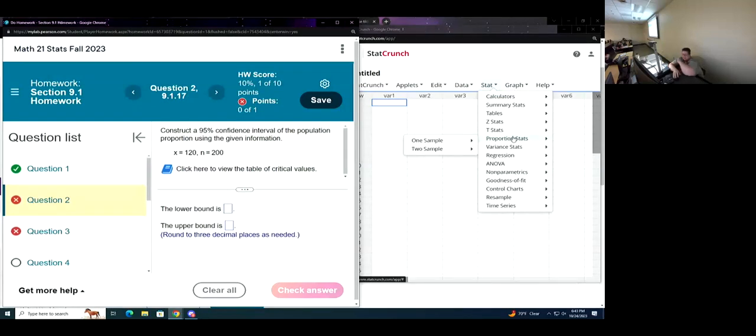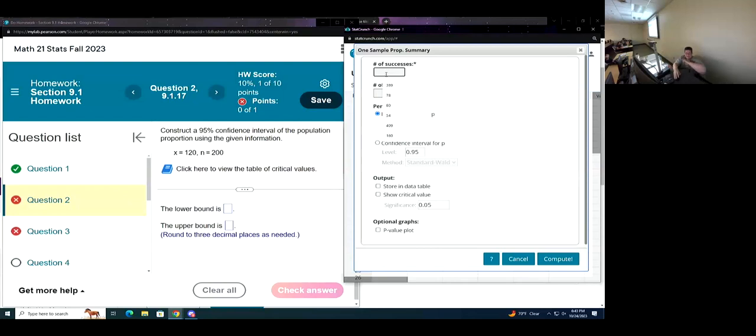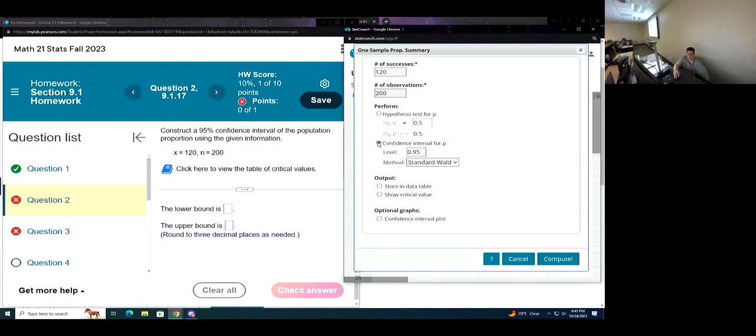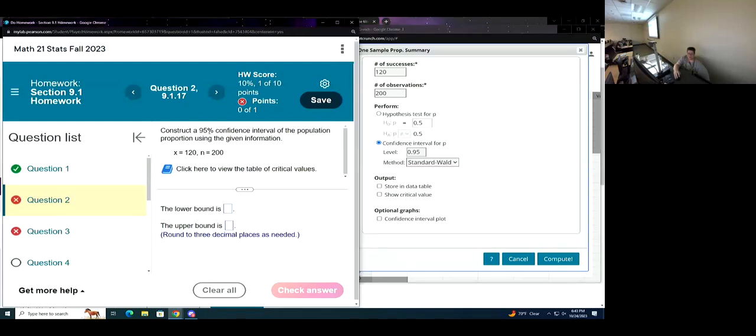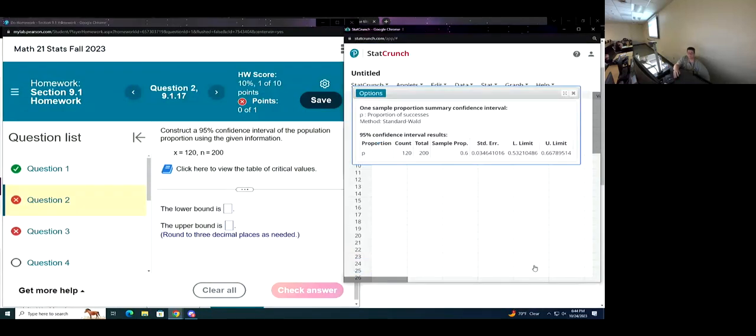So stats, proportion stats. One sample with summary. X is my number of successes. My observations is my sample size. We're going to be doing hypothesis testing in chapter 10 onward. For now, we're going to click on confidence interval. Check your percentage, make sure it's the same percentage they have listed. The default confidence interval is 95%. If it said 99%, we would change this to 0.99. That's all we need to put in. Gives me a lower limit and an upper limit. I'll write these down. It said to 3 decimal places, so I'll write to 3 decimal places. 0.532 and 0.668.